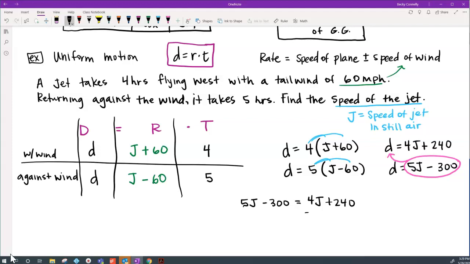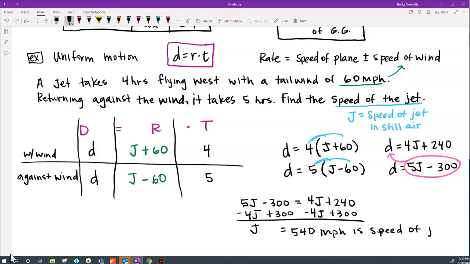So I'm going to get the J's together, so let's subtract the 4J over. So that just gives me J, just one J left on this side, which is what I want. And then I'm going to add my 300 over to the other side. So that will give me 540. All right, so the speed of the jet in still air is 540 miles per hour. Okay, and that's all it's asking me for on this one.